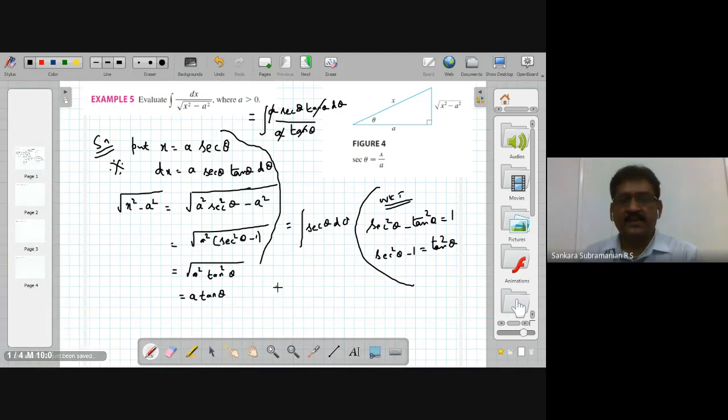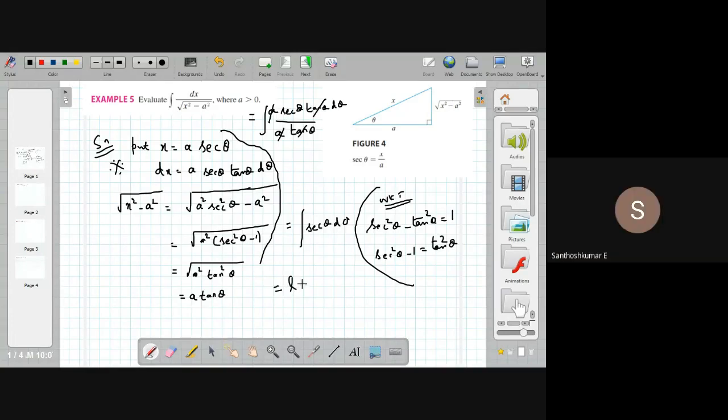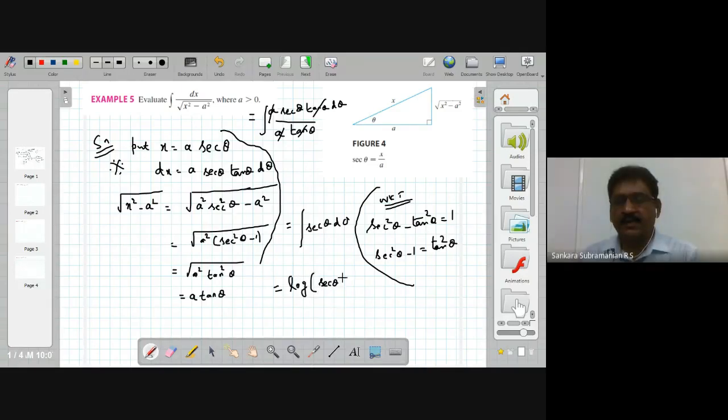You know what the integration of secant theta is? It is log of secant theta plus tan theta, plus a constant. Because the differentiation of log of secant theta plus tan theta will give 1 by secant theta plus tan theta, into the differentiation of secant theta plus tan theta. The formula is correct: log of secant theta plus tan theta.